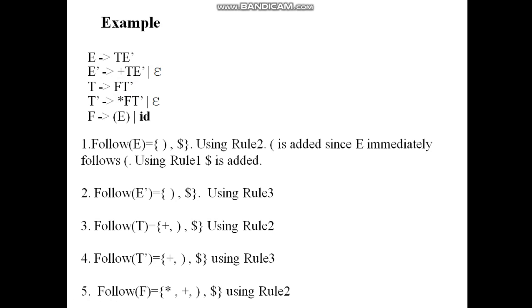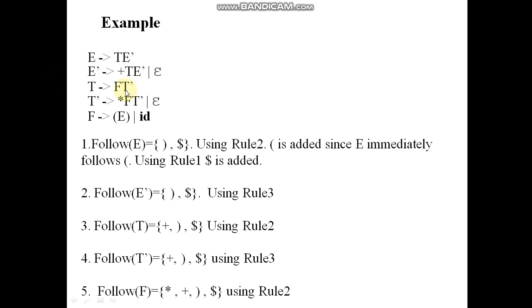To find the follow of T dash, like T, here also we have to check in which production body there is an occurrence of T dash. The T dash occurs in the production body of T and T dash, but we have to find the follow of T dash. Therefore we consider the occurrence of T dash in the production body of T itself. That is, T gives F T dash. Okay, we have to find the follow of T dash.